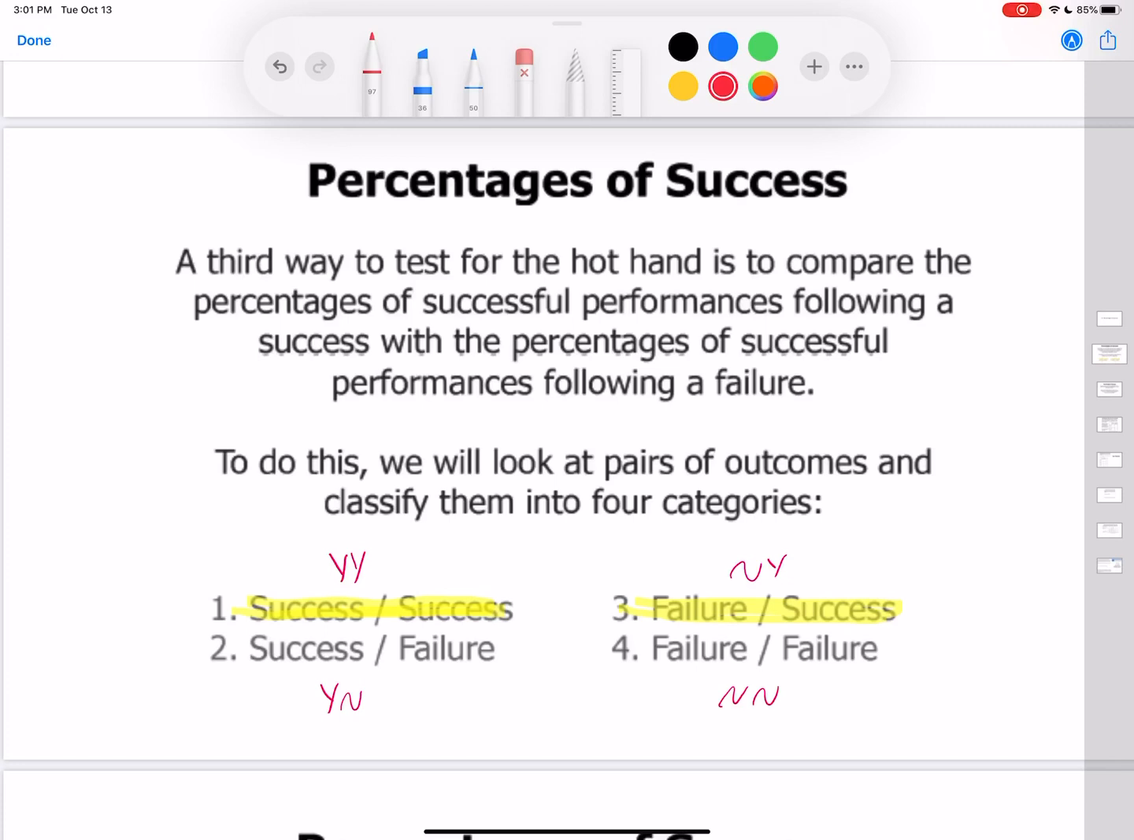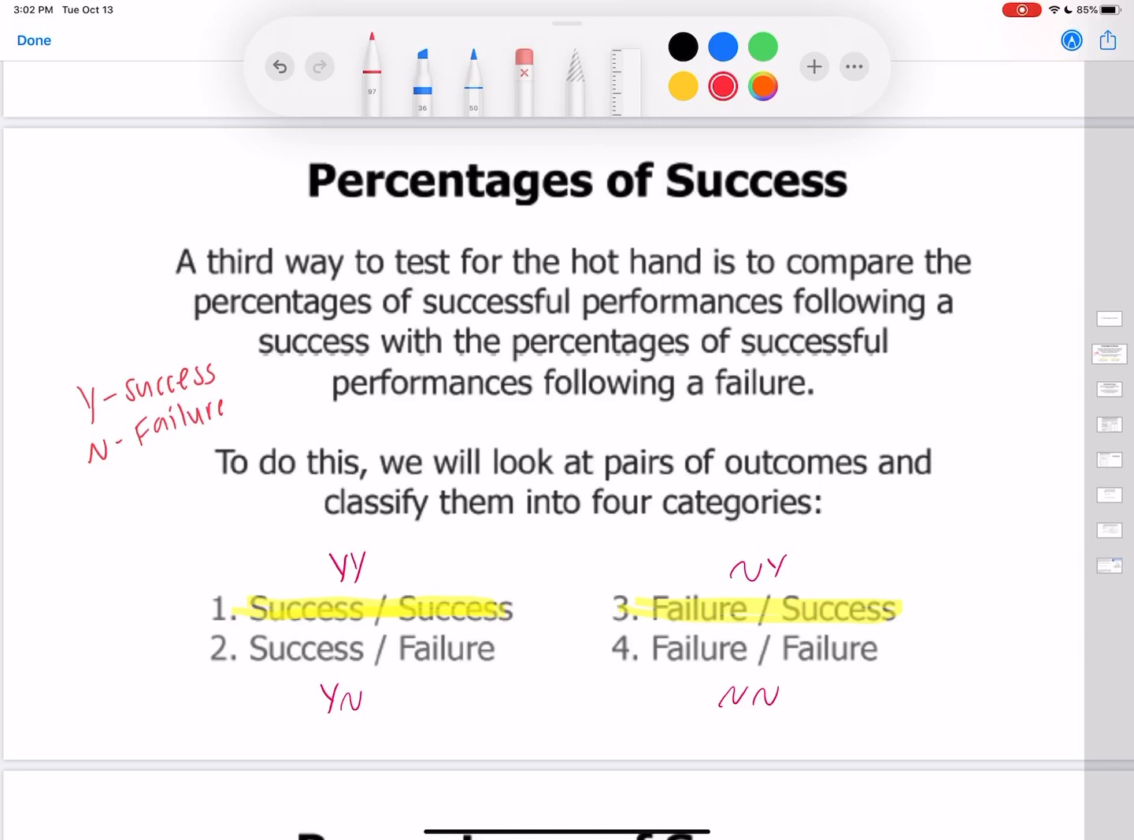Success success, which is like a yes-yes, or make-make, or win-win. Failure success, that's a no-yes. Success failure is a yes-no, and a failure failure is a no-no. So yes in this case represents a success, and no would represent a failure. So we can talk about getting A's versus getting not A's. We can talk about making a shot versus missing a shot.